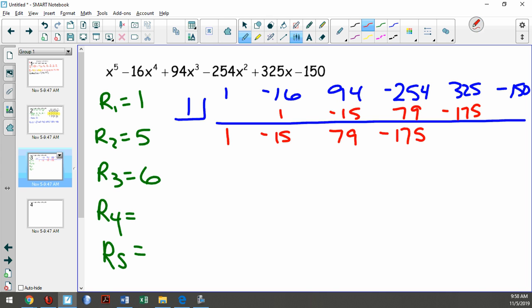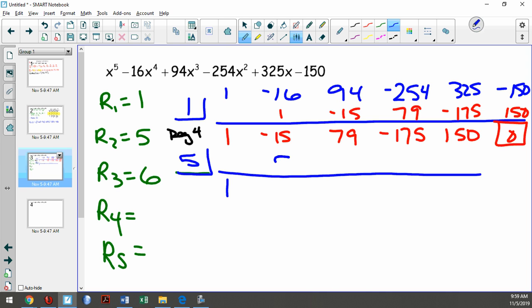325 gives me a positive 150 to give me a 0 as my remainder. Was I good? Yes. What degree am I? I'm degree 4. So now I'm going to do it again at the value 5.